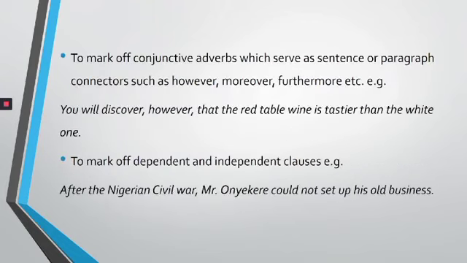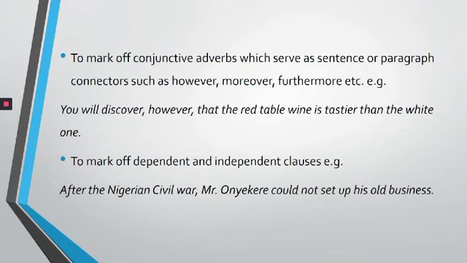Another use of a comma is to mark off conjunctive adverbs which serve as sentence or paragraph connectors, such as however, moreover, furthermore, etc. The example we have here is: you will discover, however, that the red table wine is tastier than the white one. Now, this makes the sentence more readable. The inclusion of commas on either side of however makes the sentence more readable.